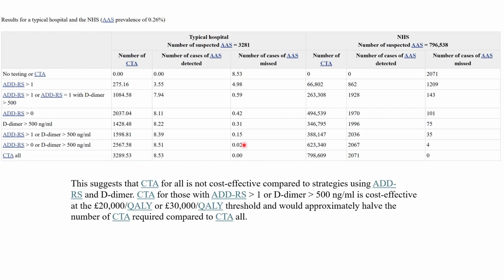And then you'll miss no cases, but you'll only find 8. I haven't calculated these numbers, but there's a hit rate of maybe 1 in 300, and here it's around 1 in 400 as well. So 1 in 300, 1 in 400. That's if you CT scan everyone that you suspect. That's a lot.